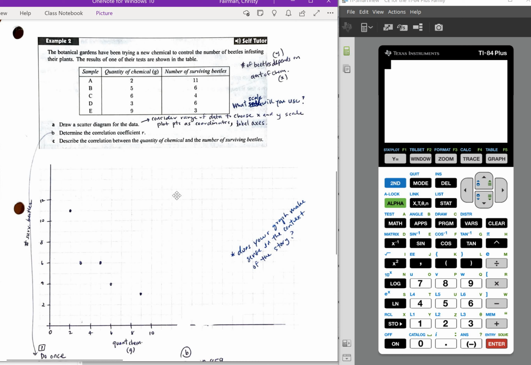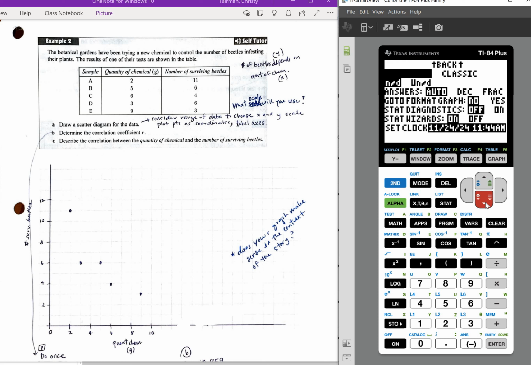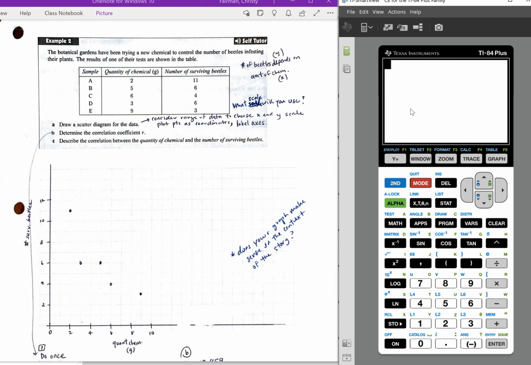Great. Okay, part B, determine the correlation coefficient. So here's where you need to use your calculator to do some stuff. There is one thing that you have to do first before you can use any of this, and you need to make sure that your stat diagnostics are on. So in order to do that, you are going to hit mode, and you are going to arrow down until you hit stat diagnostics. Notice mine were off, so I'm going to turn them on, and then I can second quit out of that window. If you don't turn those on, you won't get an R value when you do these calculations.